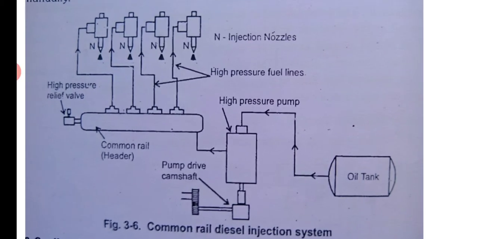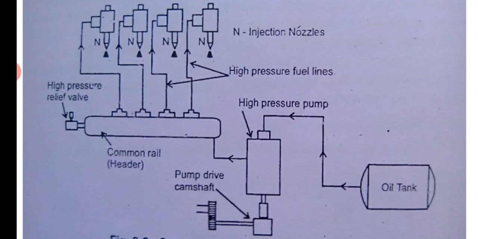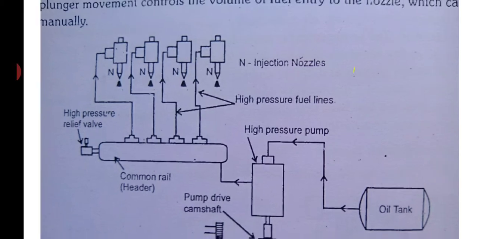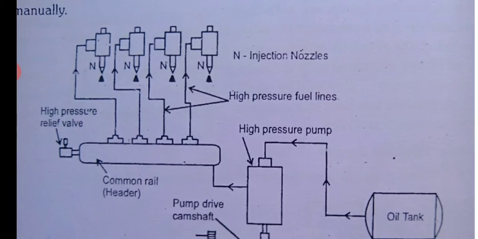This high pressure fuel comes into the common rail. You can see the long tube here. This is known as the common rail, or also known as the header. So the entire high pressure fuel comes to the common rail, and of course you have a relief valve. Any excess pressure, the fuel is released and goes back to the oil tank. In all these fuel systems, whatever systems we have discussed, any excess oil, either in the pump, the common rail or the nozzle, goes back to the oil tank. The return pipelines are always connected to the fuel tank.